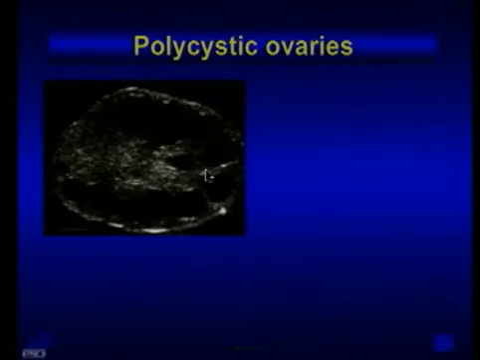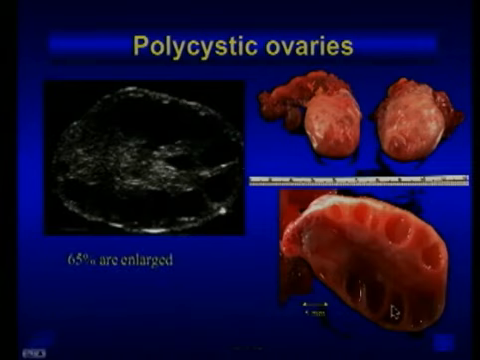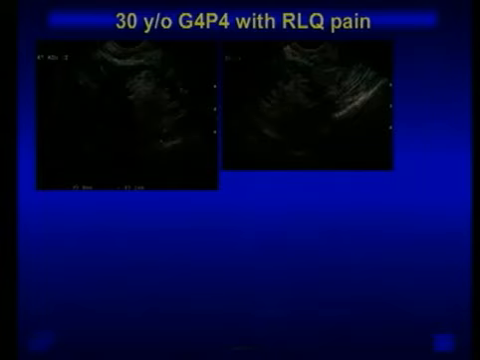Here's a beautiful example, a water bath specimen, multiple follicles in the periphery. There's the ovary and there's the ovary bisected. Again, a very nice example of polycystic ovarian disease. Ovaries are enlarged in 65% of the cases, 10 to 12 follicles, less than 5 millimeters in diameter.